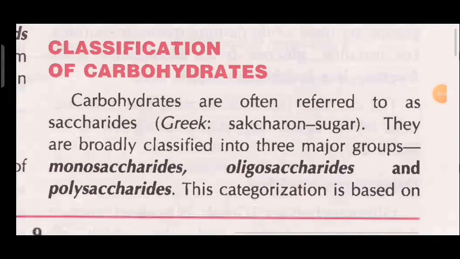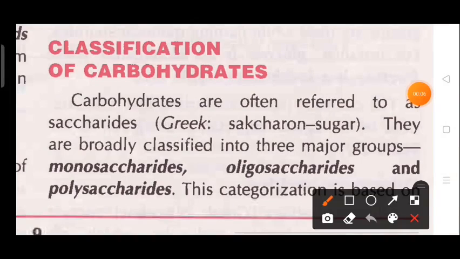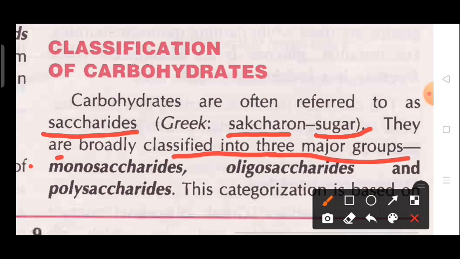Hello student, now about the classification of carbohydrates. Carbohydrates are often referred to as saccharides. Saccharon is a Greek word, its meaning is sugar. They are broadly classified into three major groups: monosaccharide, oligosaccharide and polysaccharide.